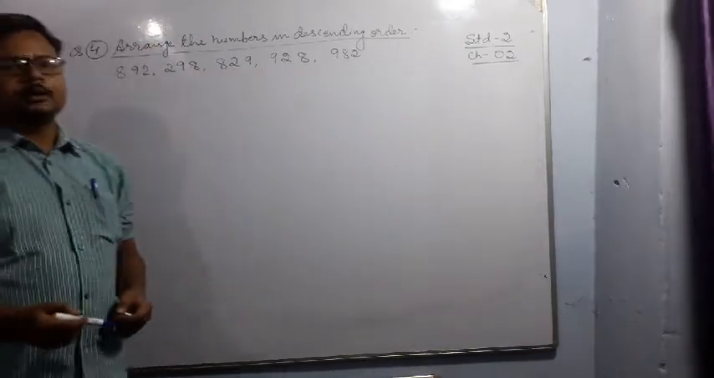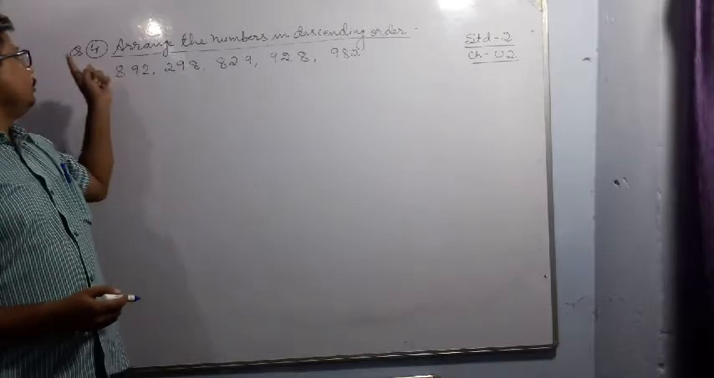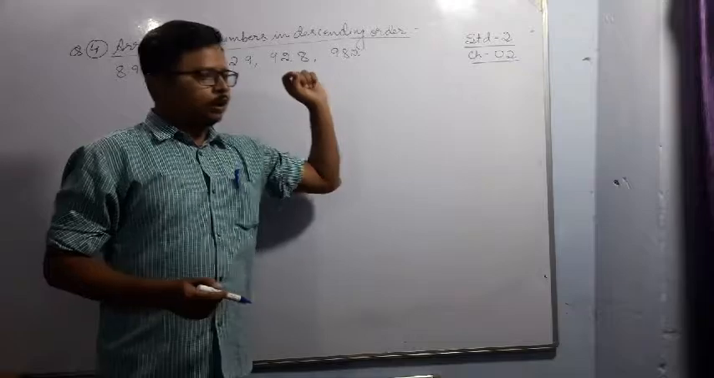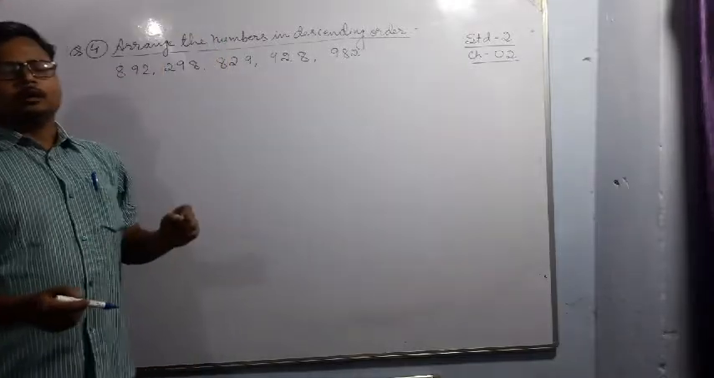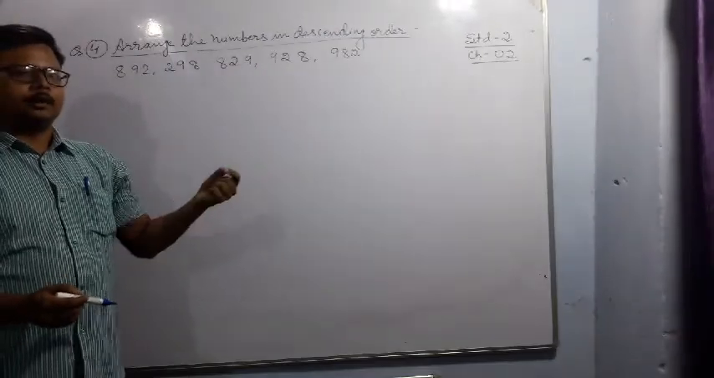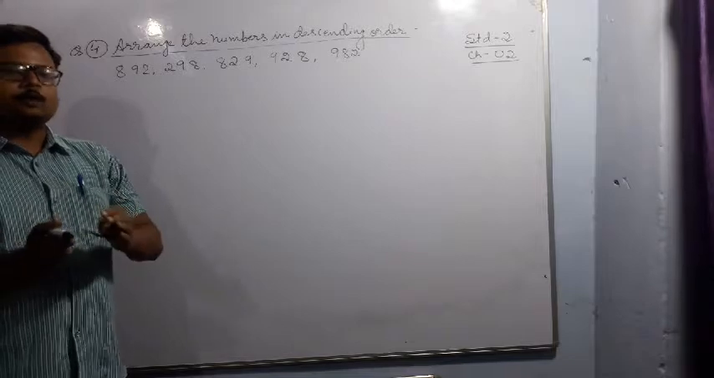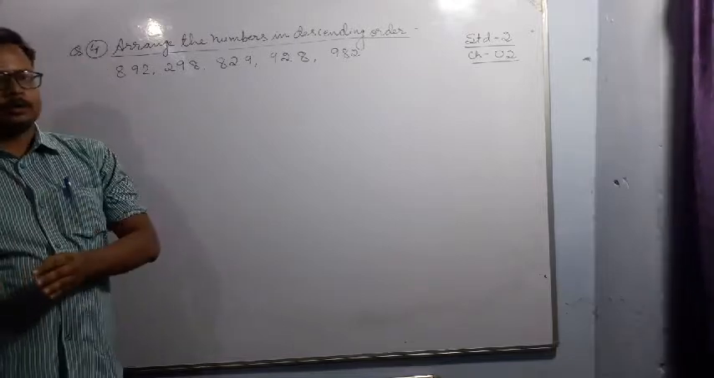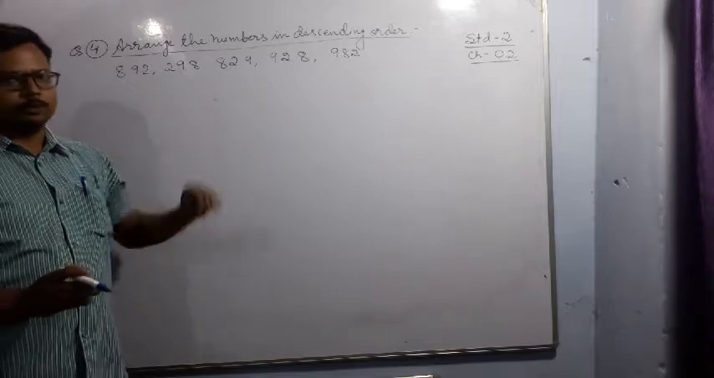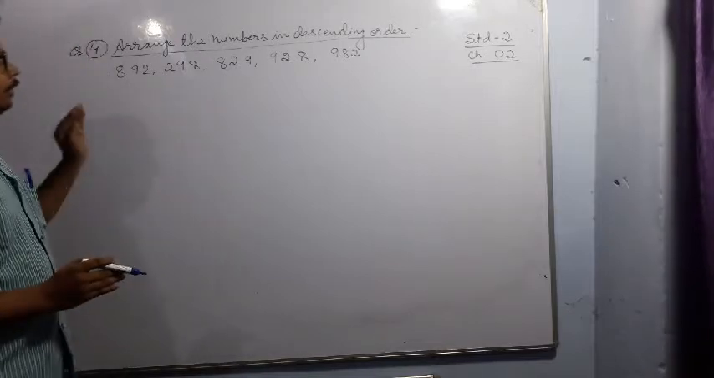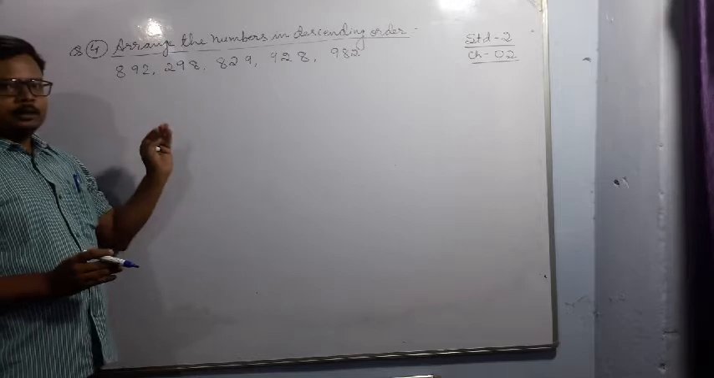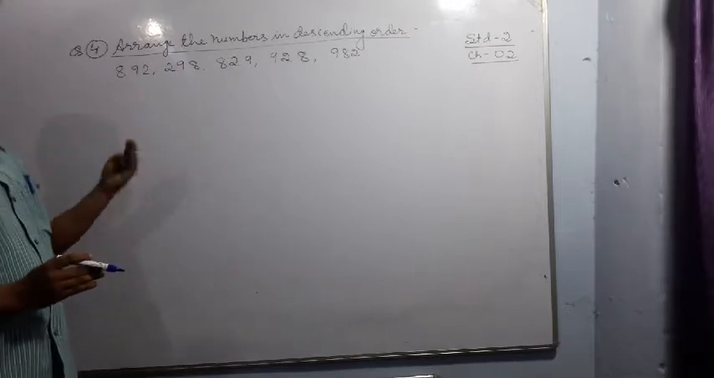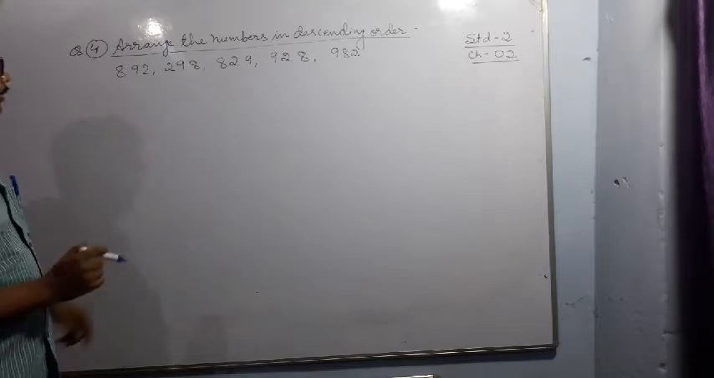Okay students, now let us continue with question number 4. Arrange the numbers in descending order. So first of all we should know the meaning of descending order. It is the reverse of ascending order. That is, it is largest to smallest. Okay. Now let us solve this question. So we have to find the largest number and all the numbers are 3-digit numbers.